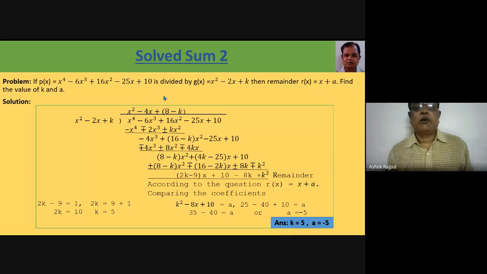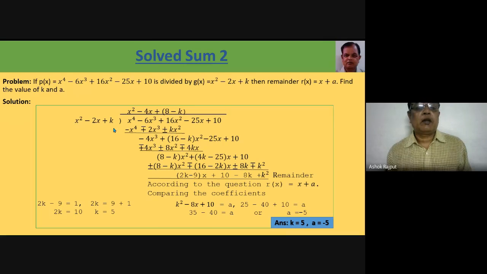It means first we divide p(x) by g(x), then we find the quotient and remainder. Because the remainder is given, we will compare remainder to remainder. We have written x raised to the power 4 minus 6x cube plus 16x square minus 25x plus 10, and the divisor is x square minus 2x plus k. First we compare the first term to the first, its power is 4 and the other's power is 2.